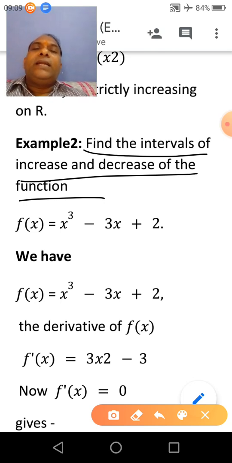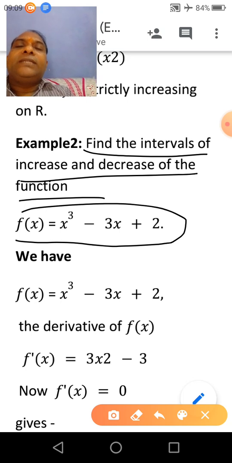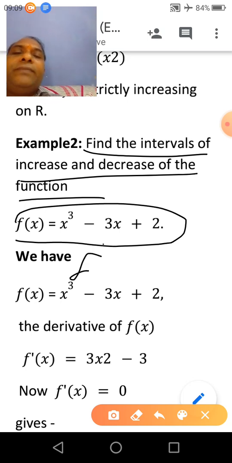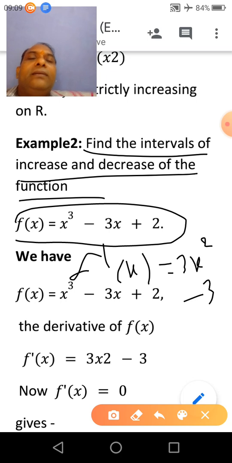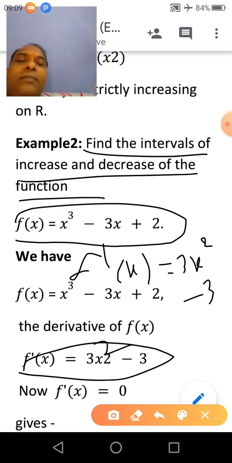We have to find the intervals where the function is increasing and decreasing. So the function is given: f(x) is equal to x cube minus 3x plus 2. So firstly find f dash x. f dash x will be equal to 3x square minus 3. Clear? So f dash x is equal to 3x square minus 3.